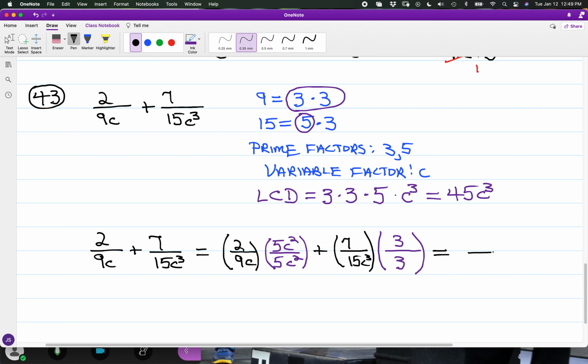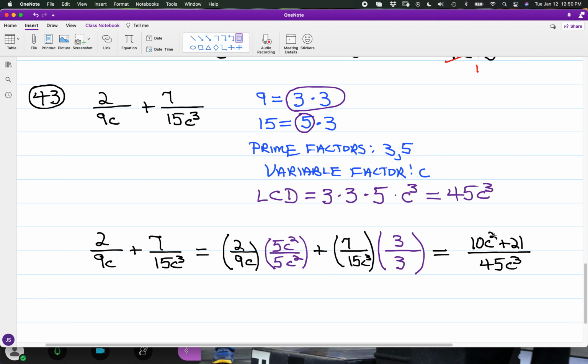Now for the final result, both denominators are 45c cubed. Combining the numerator expression, we have 2 times 5c squared, so this is 10 times c to the second, plus 21. So we have 10c squared plus 21 all over 45c cubed.